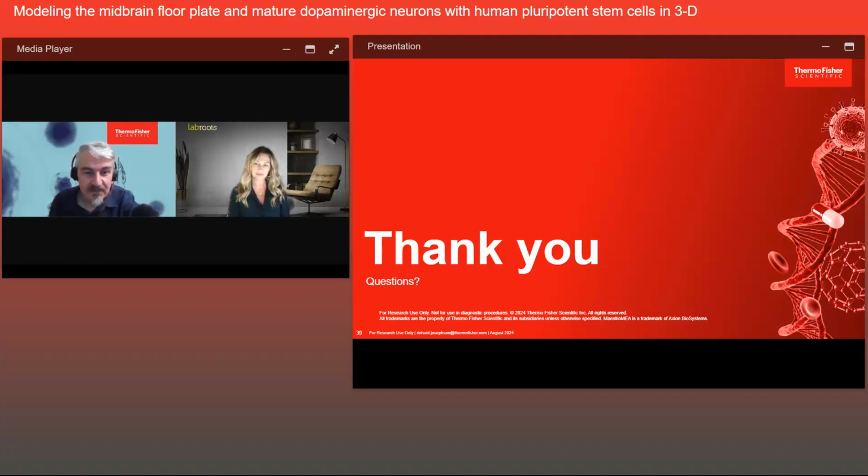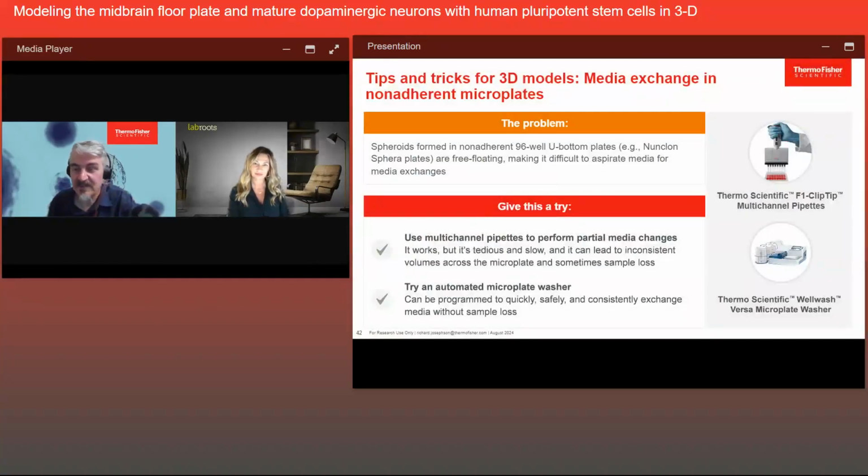But colleagues of mine have found it can also be done in a more automated fashion using a plate washer. Let me bring up this one slide that shows you what this looks like. In the lower right is an image of the Thermo Scientific Wellwash microplate washer. It's meant to wash antibody assays out of multiple wells, but they were able to use it to change half the media at a time in multiple 96 well plates of spheroids with a very low rate of loss. So that's one way, if you're scaling up, that you can do this more easily.